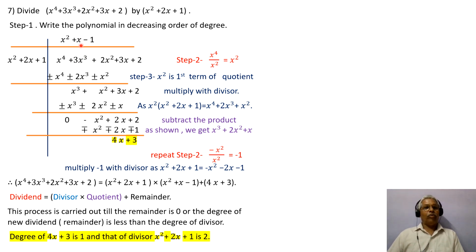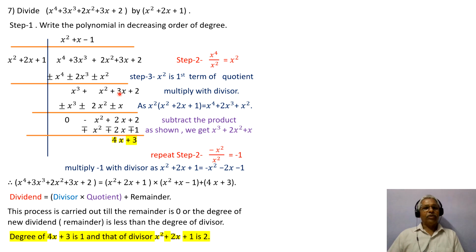Now x into x square is x cube. X into 2x is 2x square, and x into 1 is x. Change the sign, this goes, and just see here, x square minus 2x square, so you are left with minus x square. The sign is very, very important.